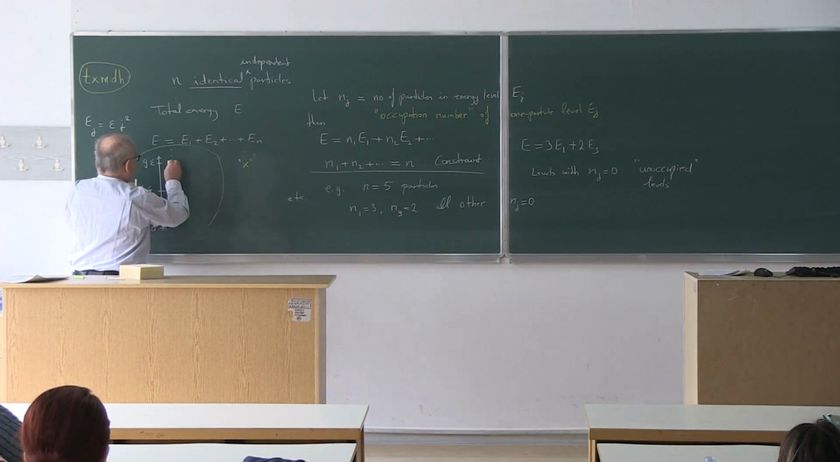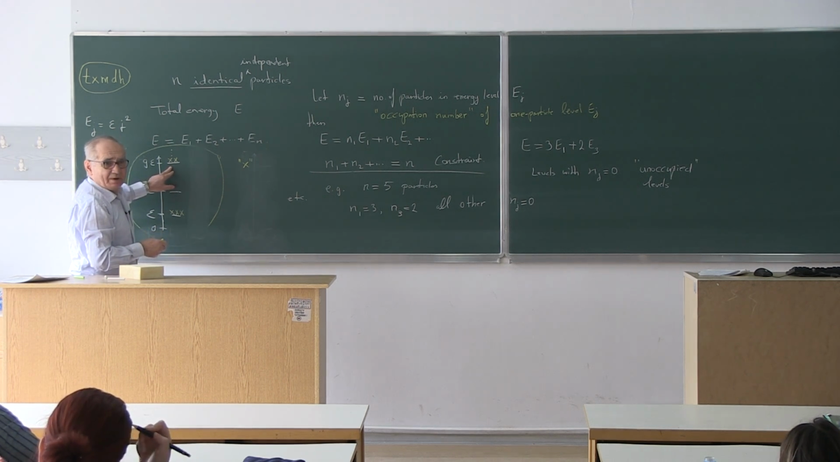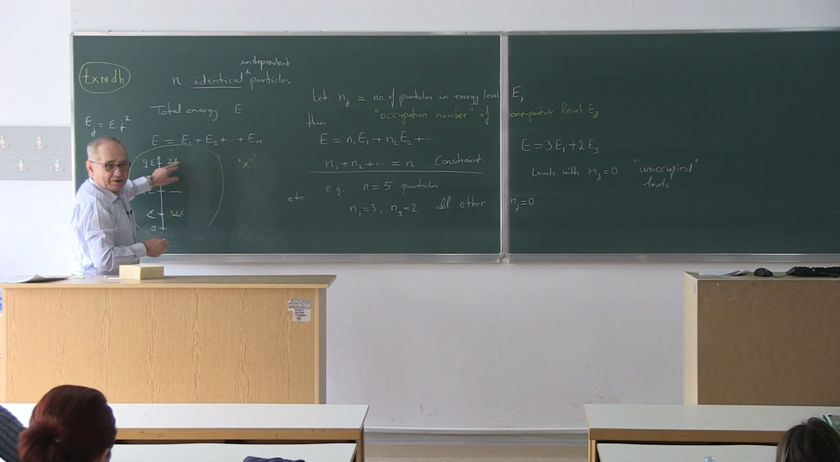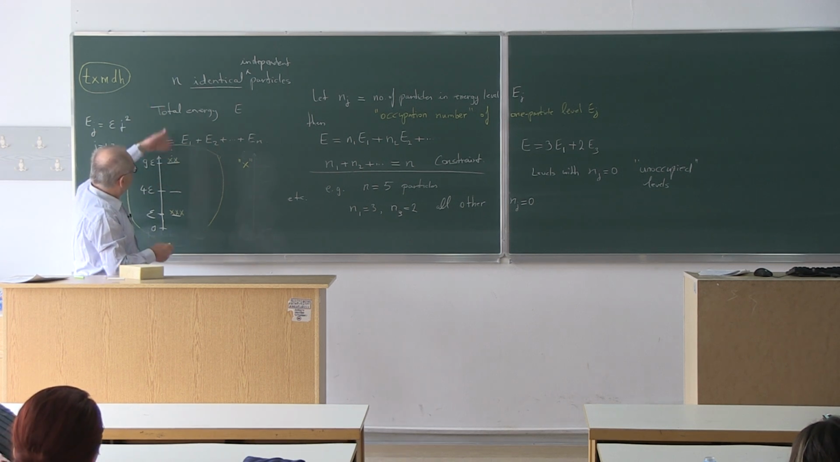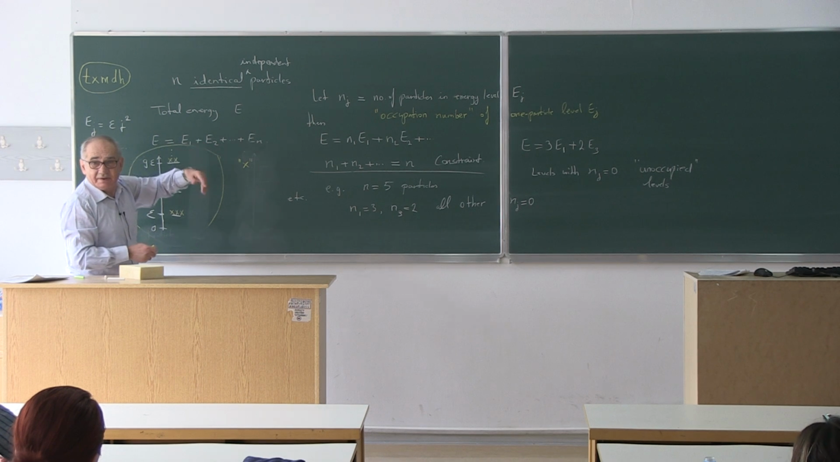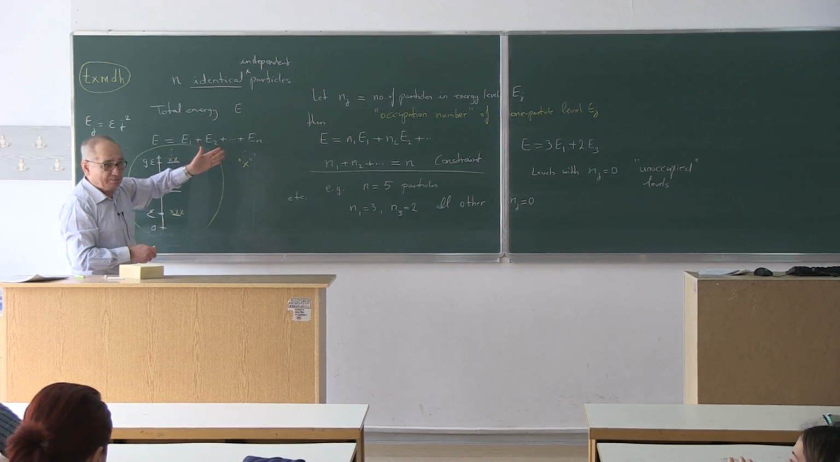So I draw 2 axes to indicate that the occupation number of this level is 2. What about the higher energy levels? All the occupation numbers are 0 there. They are unoccupied. Okay.